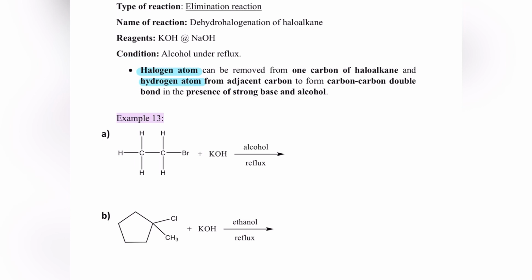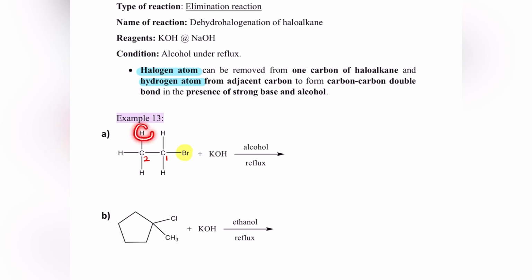So let's try two examples here. I have example 13A and B. When you have this structure of haloalkane, it's easier for you to give a number to your carbon atoms. Let's say I give this one as carbon 1, carbon 2. We are going to take out the halogen atom, Br, from carbon 1. You must take a hydrogen atom from another carbon beside it, or adjacent to it. So we only have carbon 2.